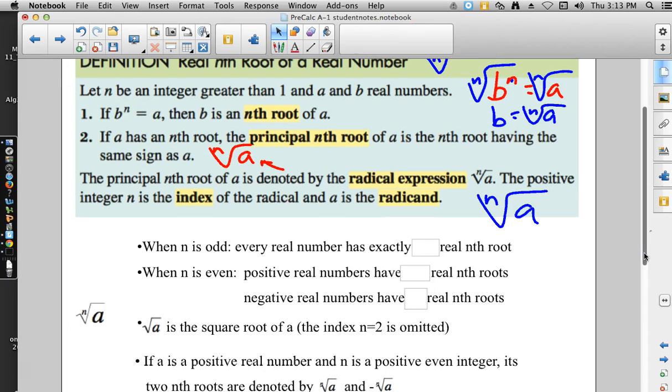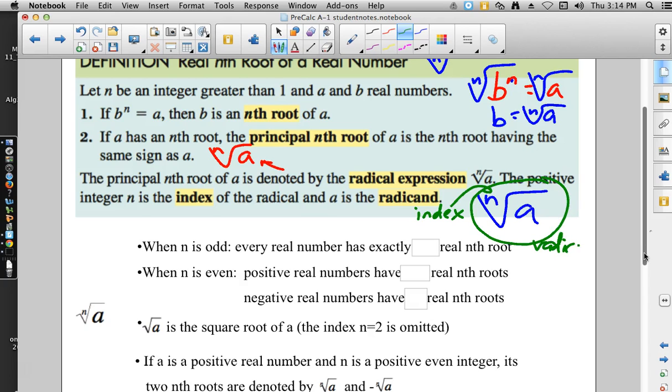And the names are this little n, the number that goes inside the radical, that's called the index. The entire thing altogether is called a radical. But this A, specifically the number that we're trying to evaluate, that is called a radicand. A radicand. So we have vocabulary that way.